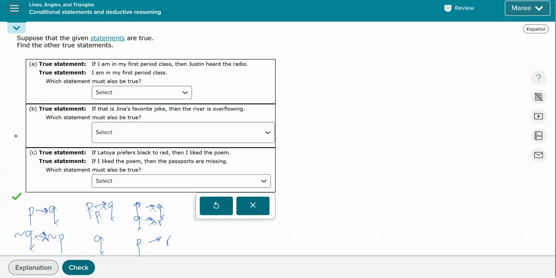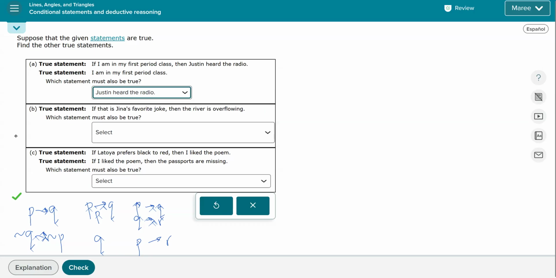Okay, so let's look at this. If I am in my first period class, then Justin heard the radio. The true statement is: I am in my first period class. So this is like the second rule: if P then Q and P is true, then Q is true. So what must also be true is Justin heard the radio.